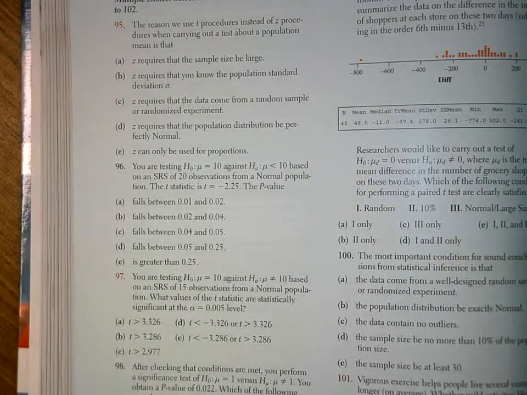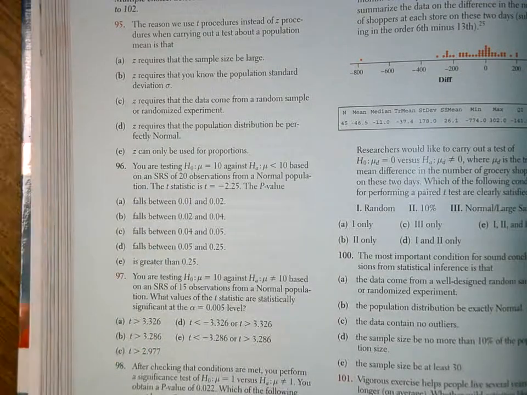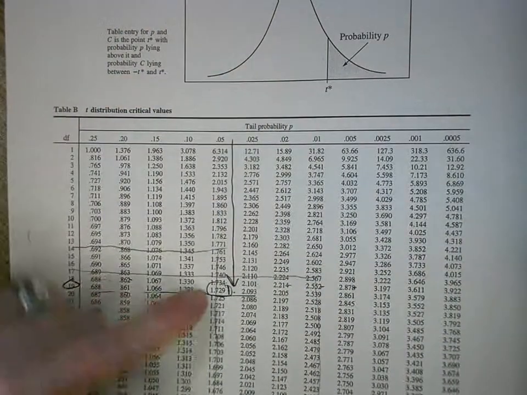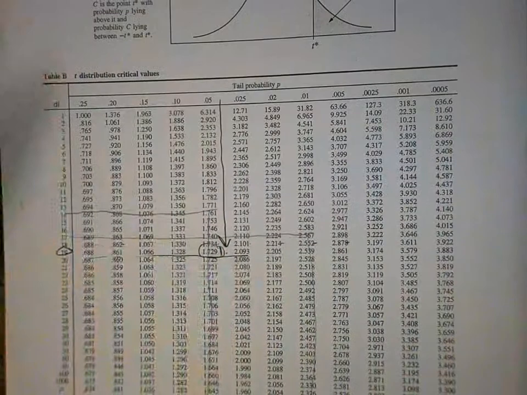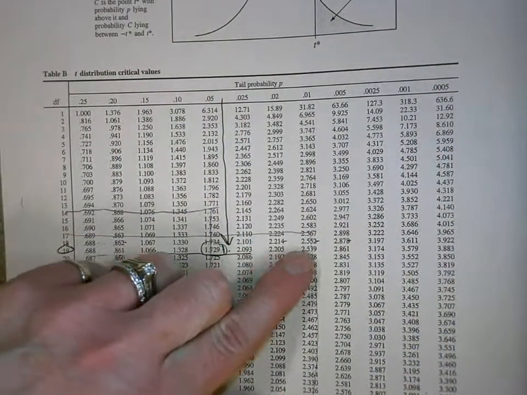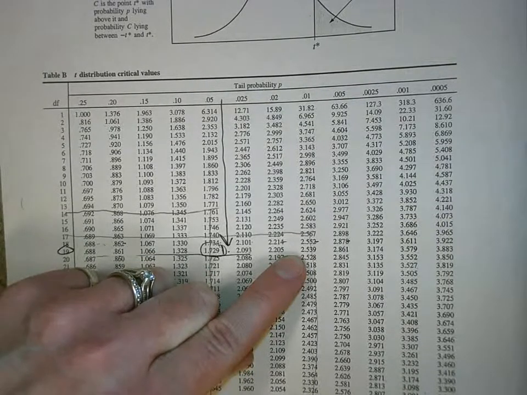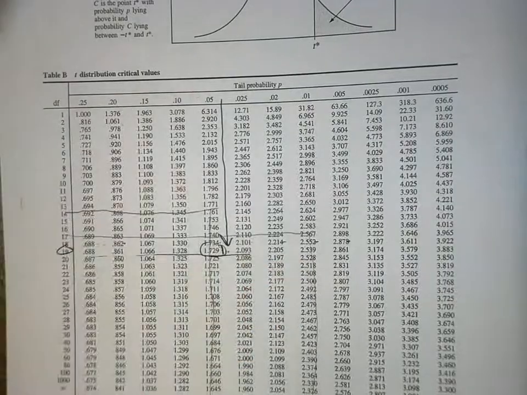Can you read the table? 20 is our sample size, so what's your degrees of freedom? 19. Your t-score is negative 2.25. Ignore the negative and just look for 2.25. I see that it's in between 0.01 and 0.02. Is that what you got? Yeah, 0.02 and 0.01 is your p-value, that tail probability.